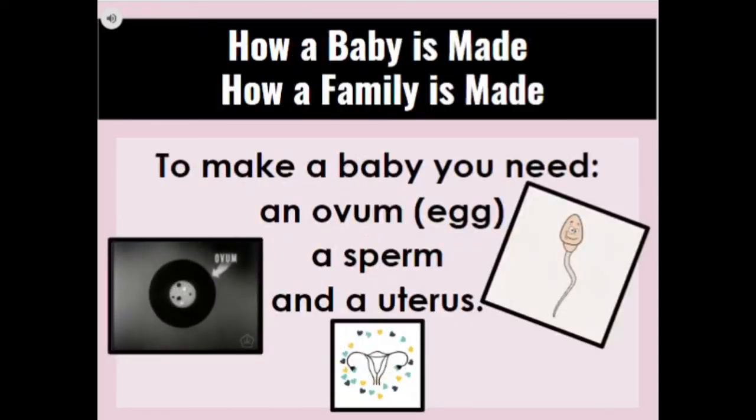So we're going to look at how a baby is made and how a family is made. To make a baby, you need an ovum, which a female supplies. You need a sperm, which a male supplies, and you need the uterus, which we saw a female has in her body. So those are the three things you need in order to make a baby.